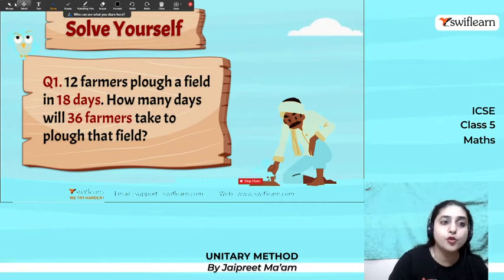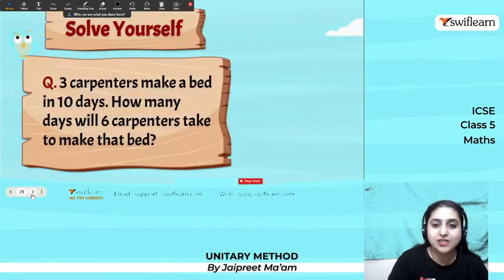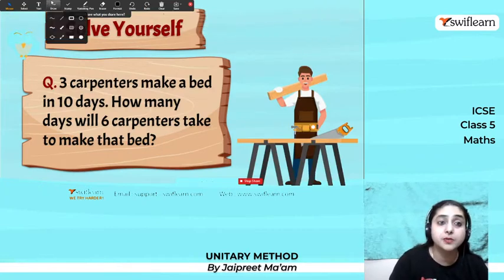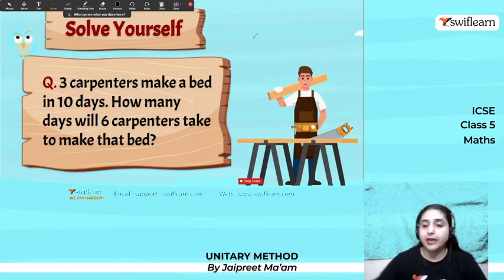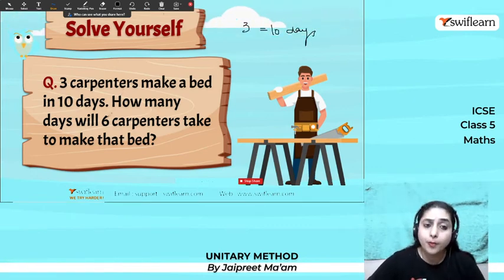So it is an indirect relationship. Let's solve some more word problems and do write your answer in the comment box. Let's solve some more questions. 3 carpenters make a bed in 10 days. Now what do 3 carpenters do in 10 days? They are making a bed. How many days will 6 carpenters take to make the bed?